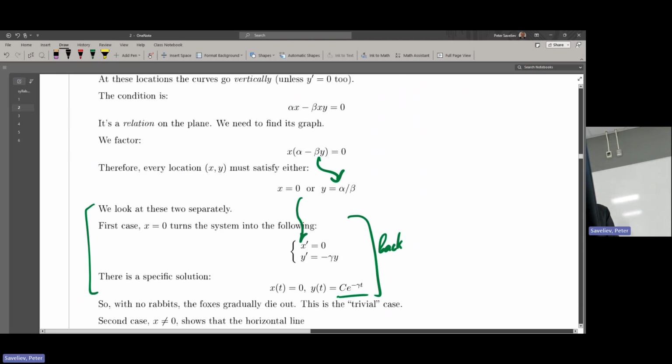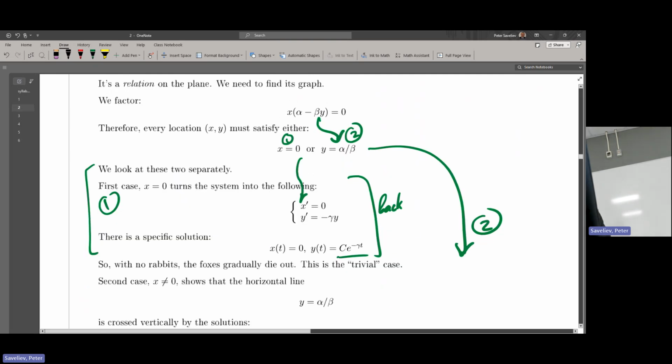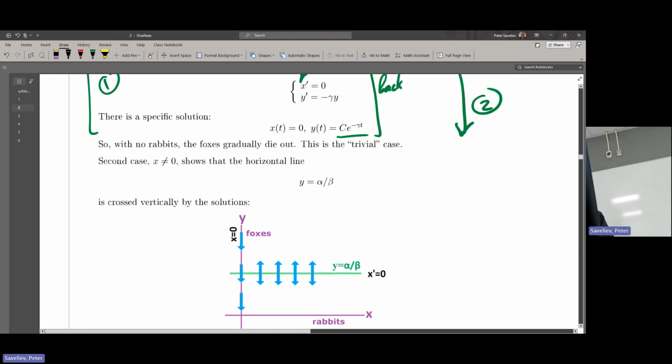So we're looking at the second one, this one. Okay, the second case. So this is case 1, and now we're going to case 2, with x not equal to 0. So there are both. We are not saying anything about rabbits, by the way. That's the only statement that we made, it is about y, the foxes. Okay, so y equal alpha over beta is actually a straight line, a horizontal line in our plane. Okay, x equals 0 on the left, by the way, that's the decay that we just solved. That's case 1 here, and this is case 2.